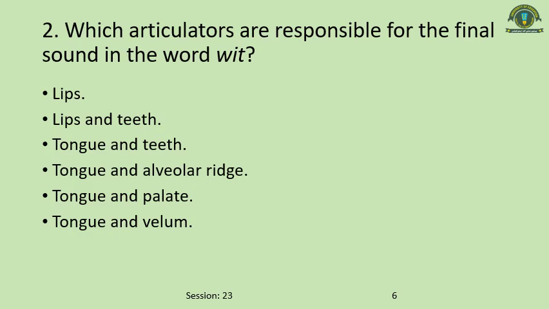Which articulators are responsible for the final sound in the word wit? Lips, lips and teeth, tongue and teeth, tongue and alveolar ridge, tongue and palate, tongue and velum. Okay?